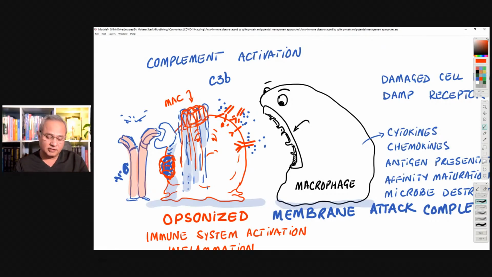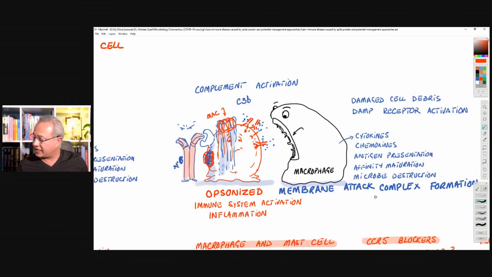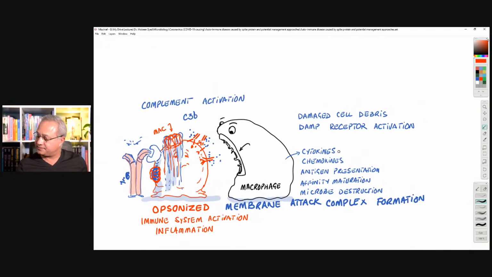I say that when I'm talking with medical students or doctors, I say that this is the sweet tooth macrophage has for immunoglobulins and for C3b. So as soon as macrophage sees C3b coating a cell or whatever surface, bacteria, fungus cell, it eats them up as well. When it eats them up, then the same problem or cascade starts. And that is, cytokines are produced, chemokines are produced, antigen presentation occurs, affinity maturation can occur, microbe destruction would occur.